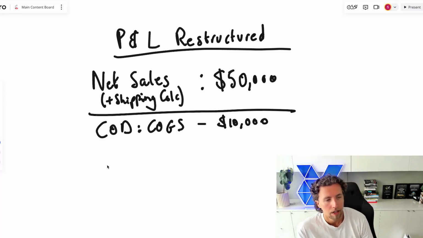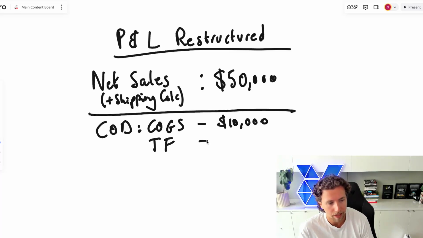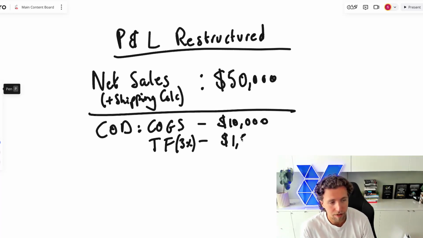And the reason being is because there's also transaction fees in here. And now transaction fees are typically about 2.3% plus 30 cents per order. And so we can do just a basic 3% flat rate assumption here, just to keep it simple. And that's a relatively safe thing that you can always do. And so that will be 1.5. And then you might end it there.